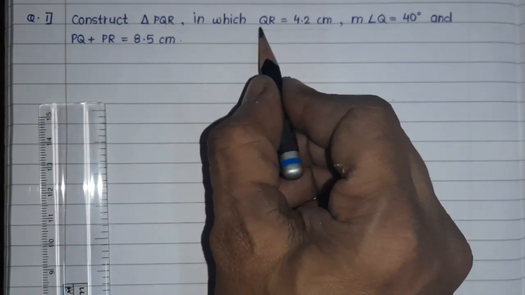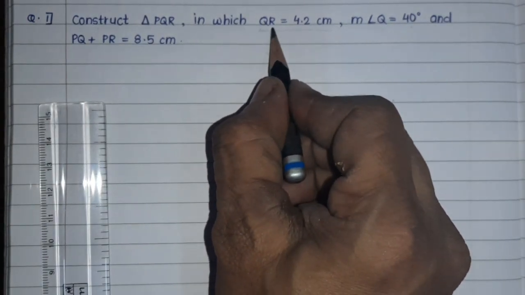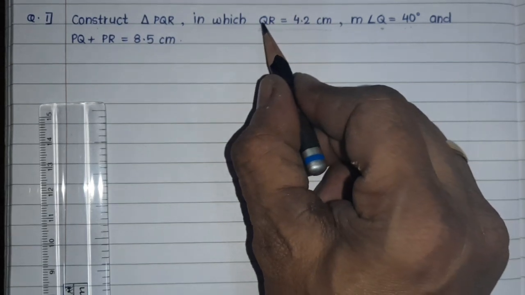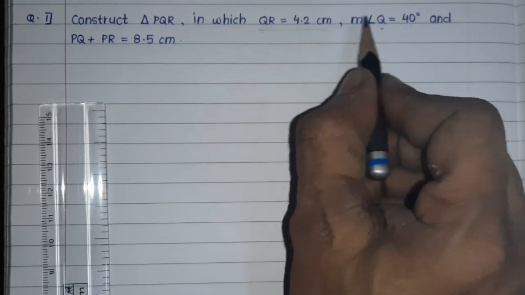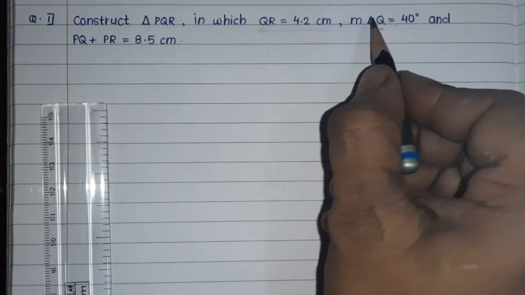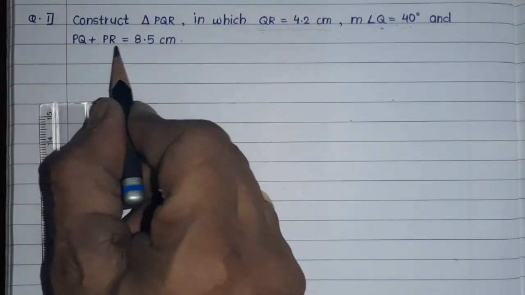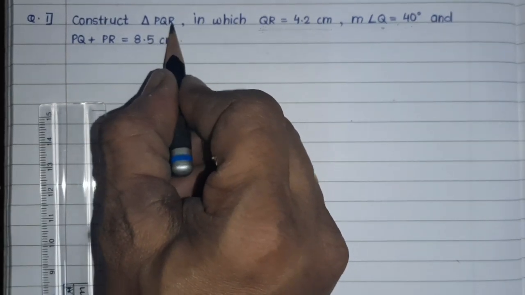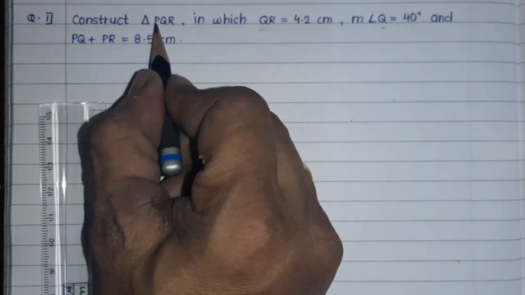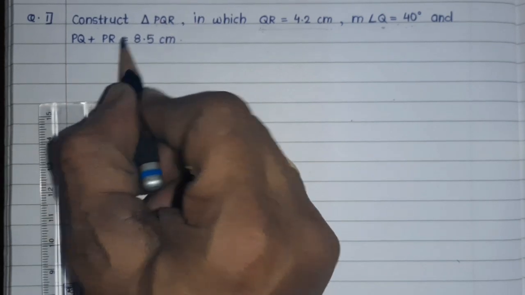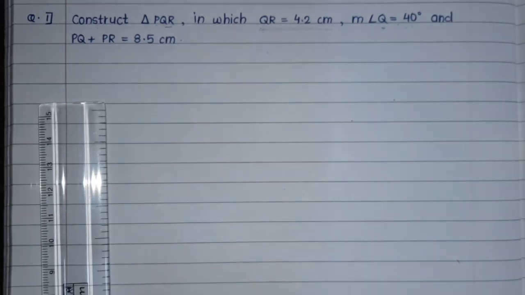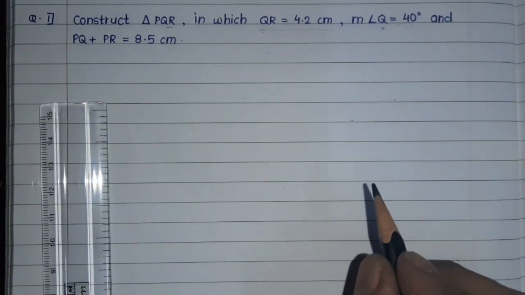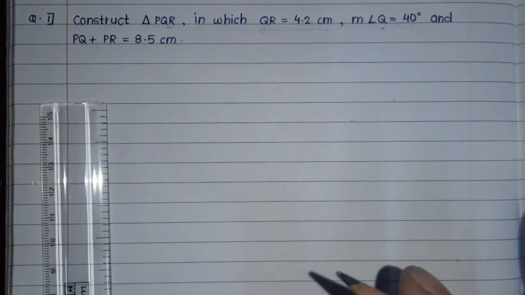Now see here, the name of the side is QR and angle Q is given. That means this QR is the base and angle Q, the angle adjacent to the base, is 40 degree, that is an acute angle. And the next condition is PQ plus PR is equal to 8.5 centimeter. See, in this triangle, there are three sides PQ, QR and PR. Here PQ plus PR is given and QR is given. That means the length of the base, one adjacent angle and the sum of the remaining two sides are given, and we have to construct the triangle.